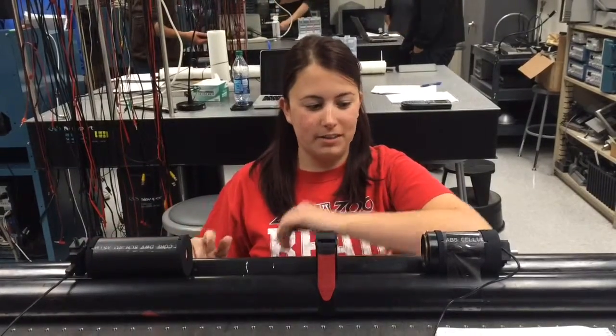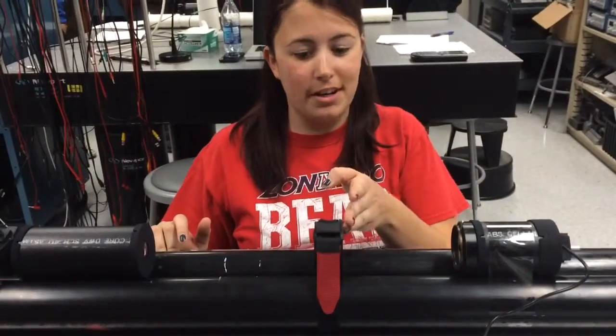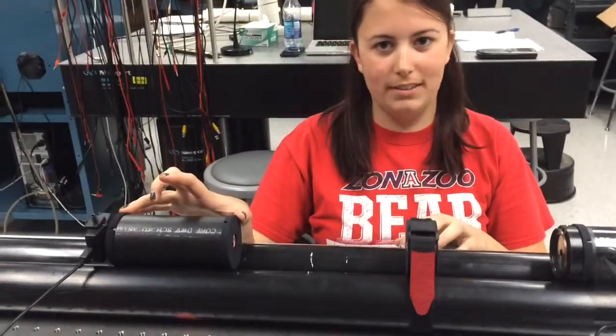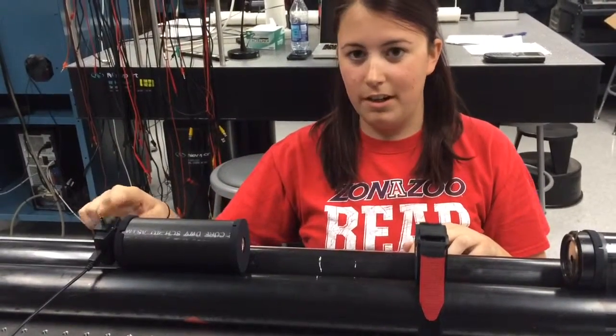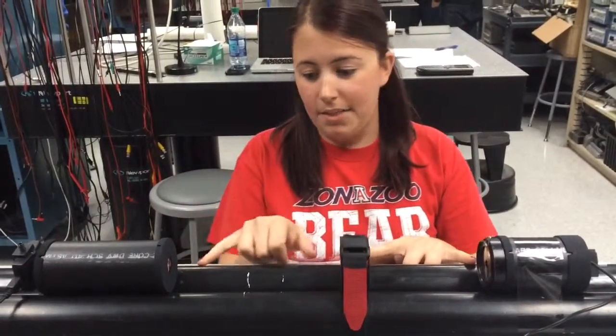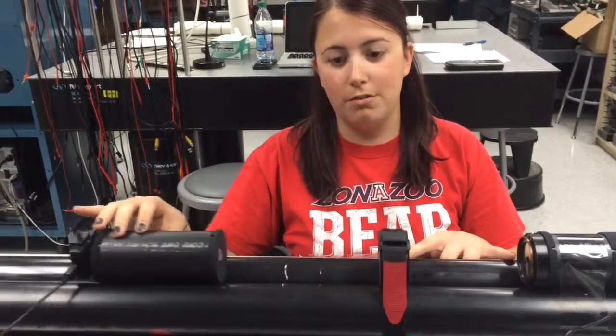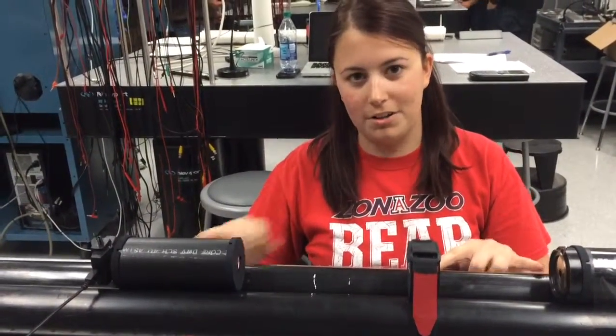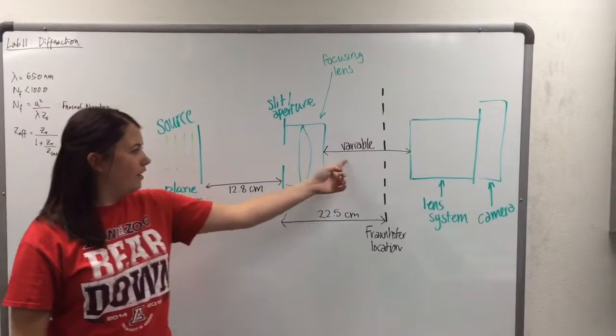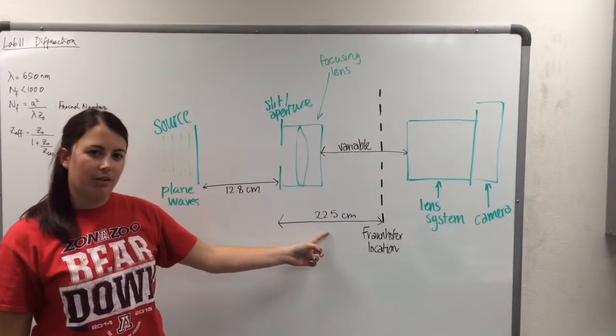The purpose of this experiment was to describe qualitatively how diffraction works. So we have a collimated source, an aperture here, a focusing lens, and then some sort of lens assembly, and then an observation screen in our camera. This distance is set, and this one can be changed, so we can move this to observe Fresnel and Fraunhofer diffraction. This schematic shows our known and variable distances and the distance to the Fraunhofer location.